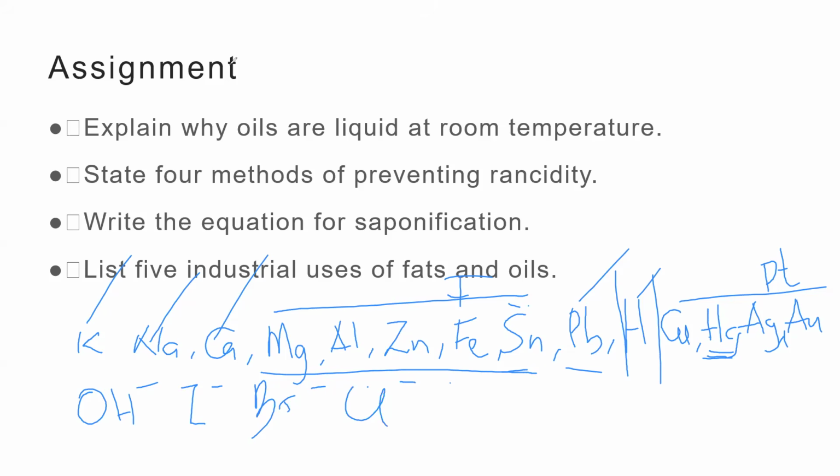Then we now have NO3 minus. Then we have SO4 2 minus. Then we now have F minus. So that's the anion series, the electrochemical series for anions.